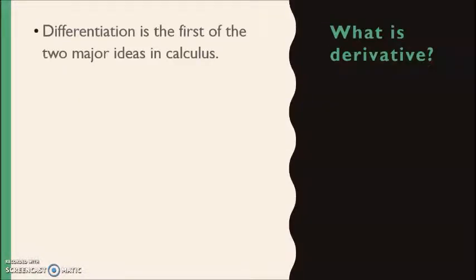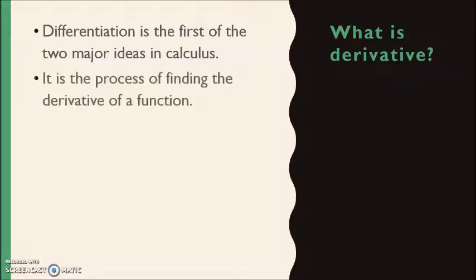So what exactly is a derivative? Differentiation is the first of the two major ideas in calculus, the second being called integration or anti-differentiation because it's just the opposite of differentiation. Differentiation is a process of finding the derivative of a function. This implies that if I say differentiate a certain function, it only means that you are asked to find the derivative of that certain function.